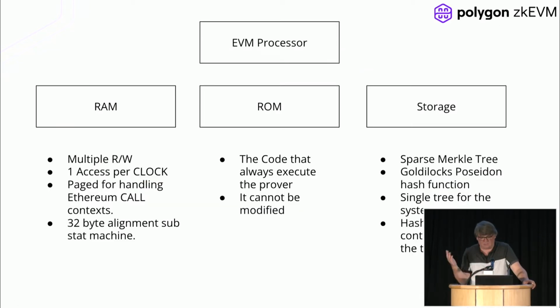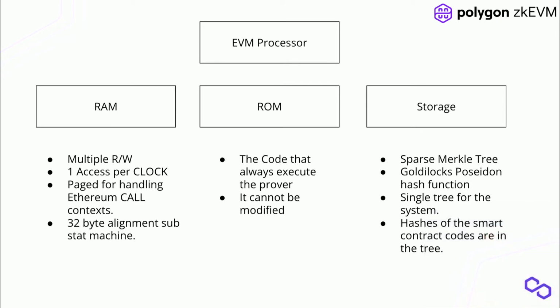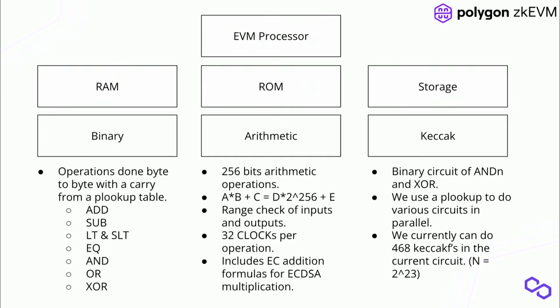The zkEVM has many more components. We talk about RAM, we talk about ROM. Of course, there is a storage. The storage at the end is a full processor. It's like another processor that's handling a sparse Merkle tree. We have additions, adds, and it's a specific processor to handle the storage. We have also binary operations. Mainly what we do is we divide by bytes and then we do the operation with a normal lookup byte to byte, and then we pack them again. We have the arithmetic that we talked about, and then we have all the hashing.